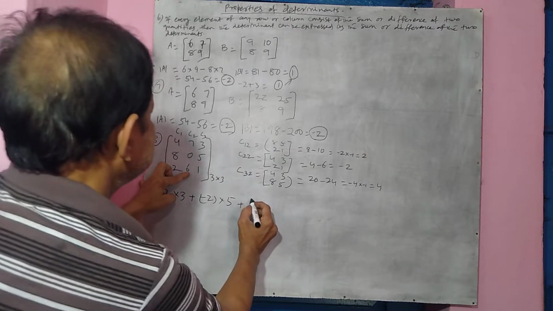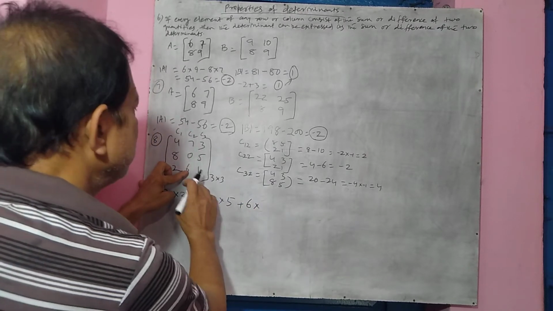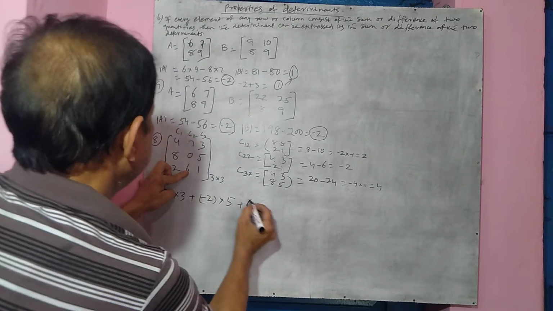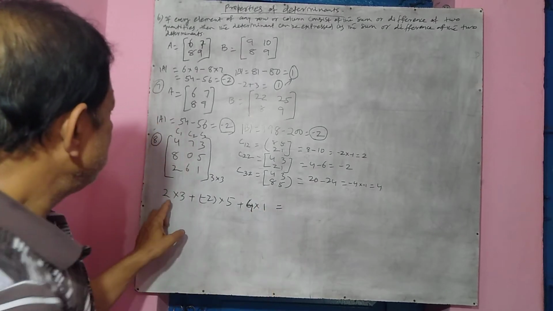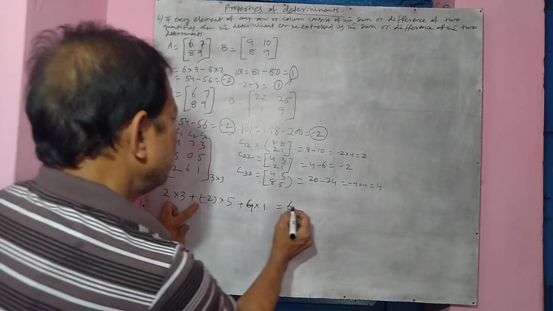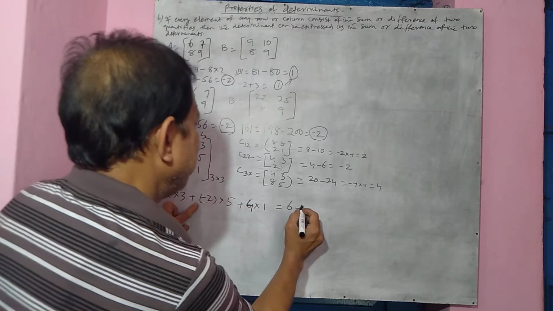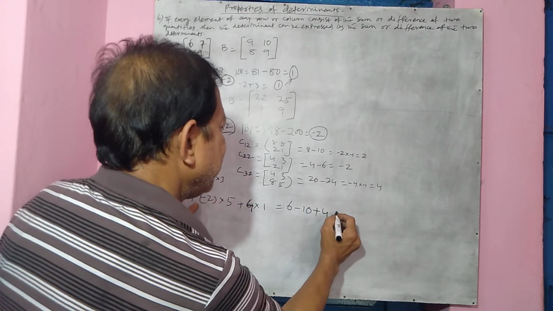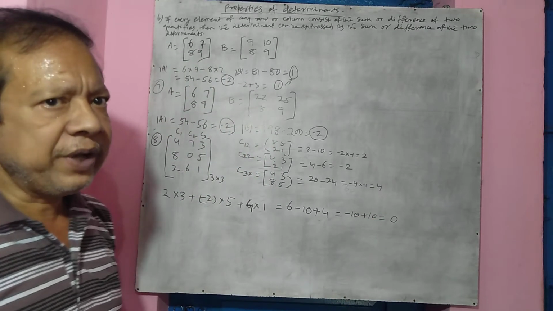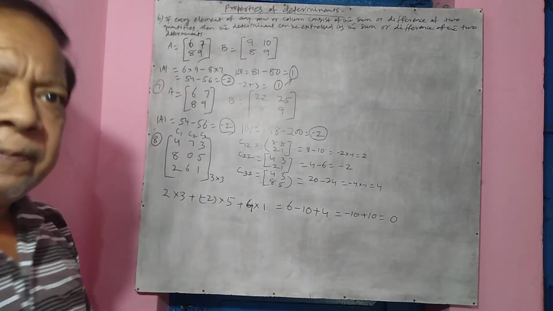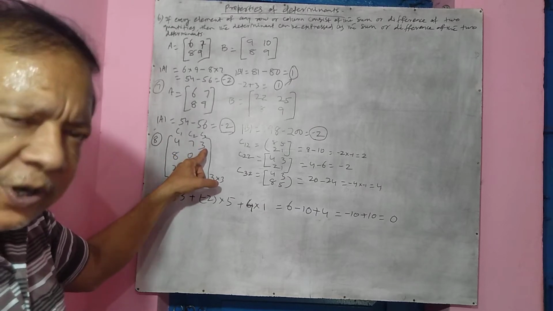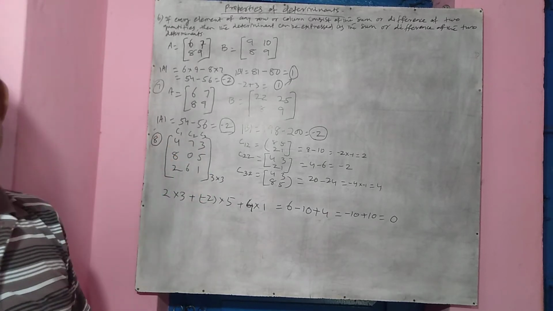plus again, sorry, this is not 6, this is 4 into 1. That comes to 3 into 2 is 6, then 5, this is minus 2, minus 5 into 2 is 10, minus 10 plus 4, that is minus 10 plus 10 is equal to 0. Okay, so if we multiply each cofactor of the second column with its corresponding element of the third column, then that becomes 0.